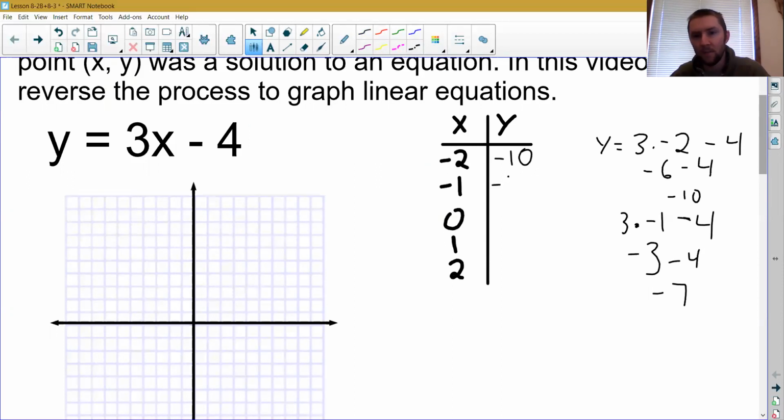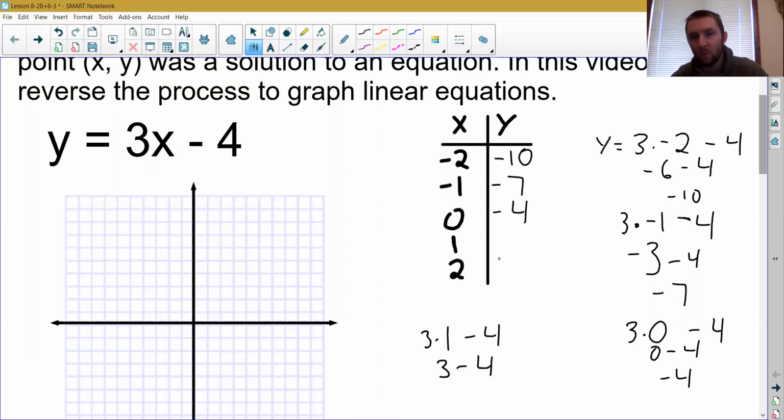If I do that with an x value of 0, I do 3 times 0 and then take away 4. 3 times 0 is 0. Take away 4 is -4. If I do x equals 1, I can do 3 times 1, then take away 4. 3 times 1 is 3, minus 4 more makes -1. And then if I do the same thing with x equals 2, 3 times 2, and then take away 4. 3 times 2 is 6, minus 4 makes 2.